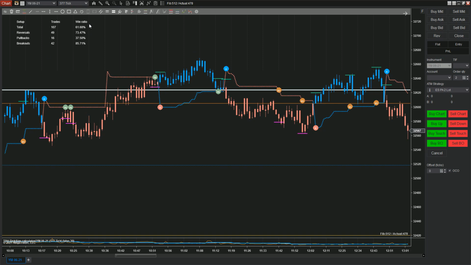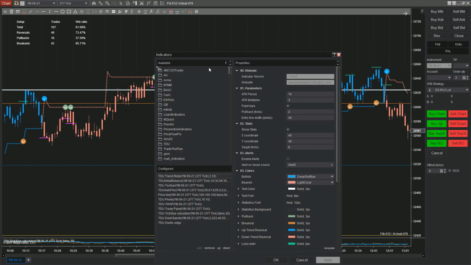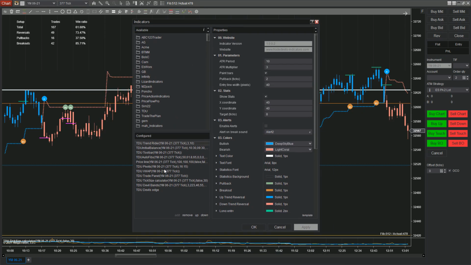Now the win rate is a function of the target that you have set. So let me go back into indicators here and show you this. We'll do some variations here. Currently in the YM, I have this set to an 8-tick target, meaning that if we're trading breakouts, 85.71% of the time, if you took the breakout trade, you reached your 8 ticks prior to being stopped out.